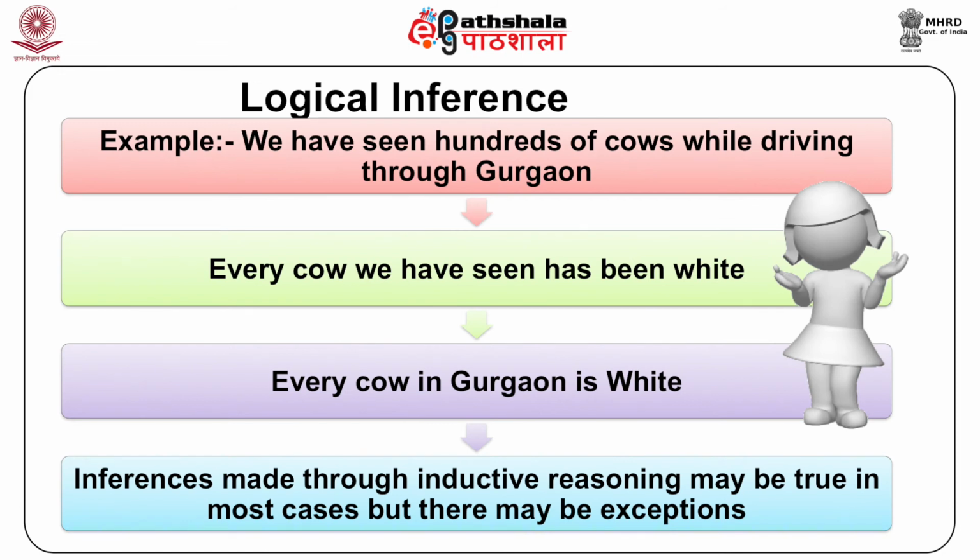Example: we have seen hundreds of cows while driving through Gurgaon. Every cow we have seen has been white. Therefore, every cow in Gurgaon is white. Inferences made through inductive reasoning may be true in most cases, but there may be certain exceptions.